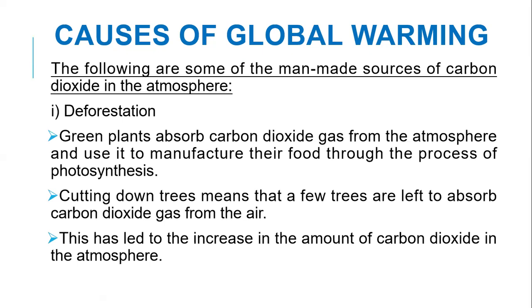Now, this has led to the increase in the amount of carbon dioxide in the atmosphere. That's why there are various preventive measures that have been taken, or they're still doing them, just to reduce deforestation, such as afforestation and reforestation. These are just some of the ways to preserve the various trees that can be helpful in reducing the amount of carbon dioxide gas in the atmosphere.